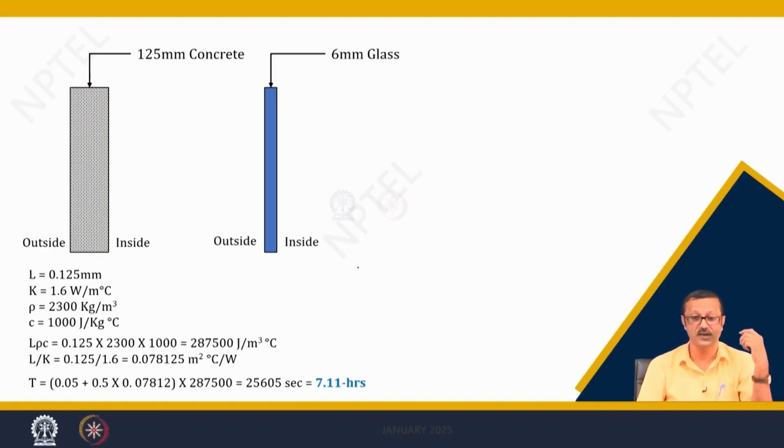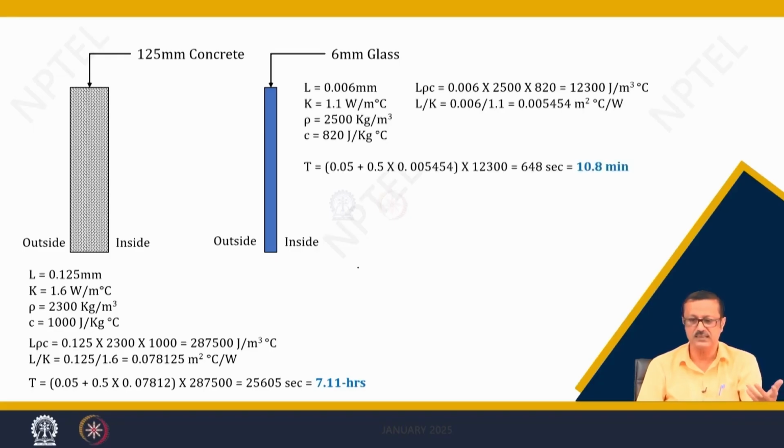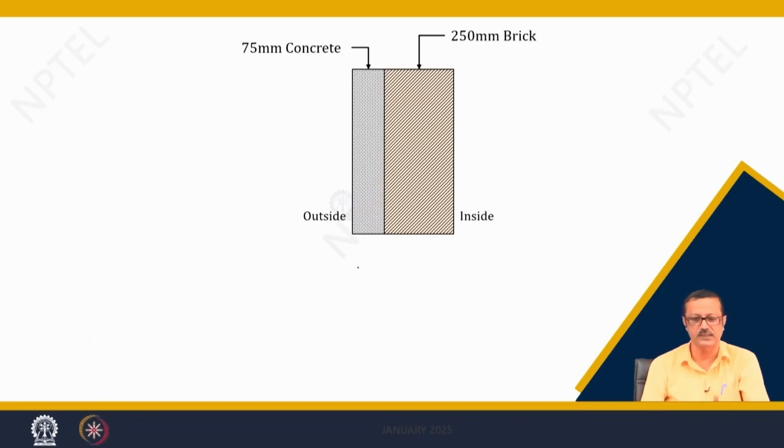I have even computed for a 6 mm glass. Can you guess how much this will be? It will be very, very less because it is only 6 mm, and yes, it is only 10.8 minutes, the thermal time constant. It can actually store, and that divided by U is almost about 10.11 minutes or so, right. So, you see, it depends upon a lot of things; mostly it is thickness, and mostly it depends upon the density and the specific heat. Now let us see another very interesting case.